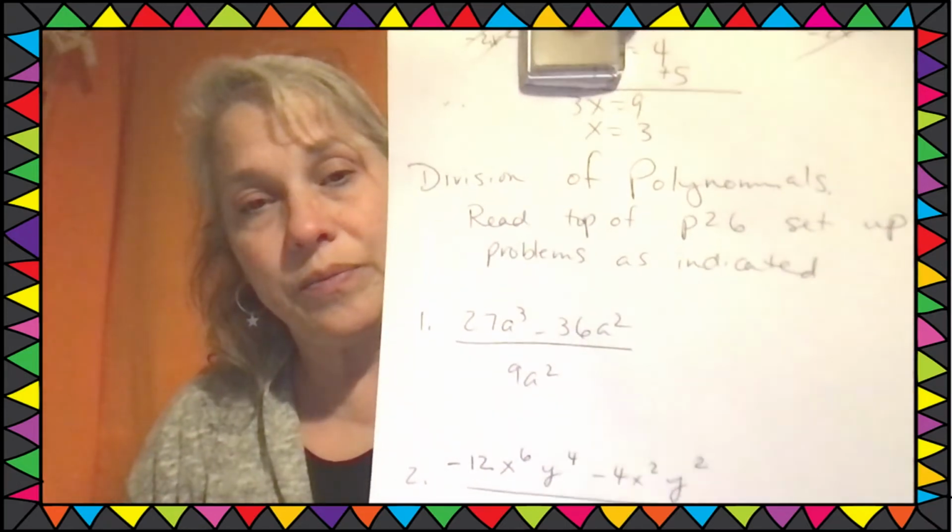The next page is division of polynomials. Read the page, top page of 26. Set up problems as indicated. Okay, so what we're doing here is we are splitting up our fractions and making more than one fraction. So we have 27a cubed over 9a squared minus 36a squared over 9a squared.